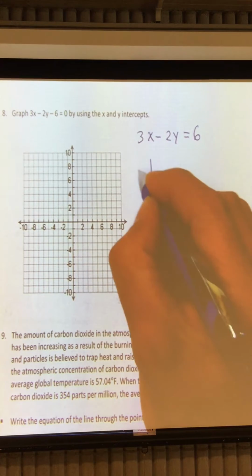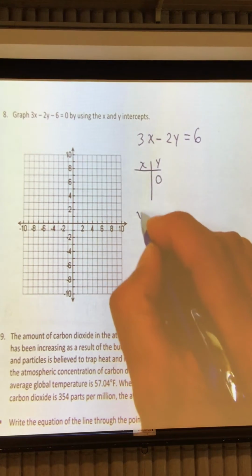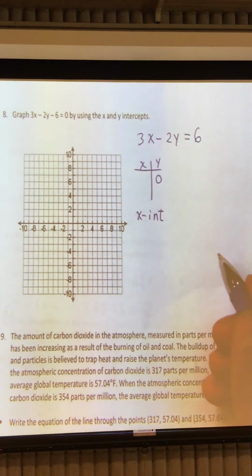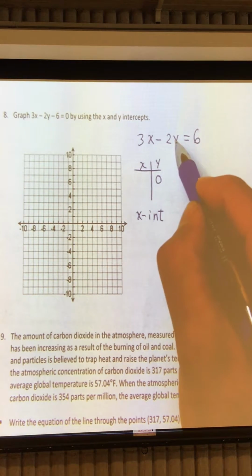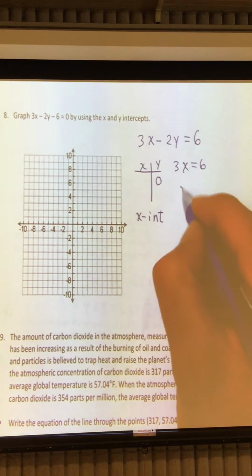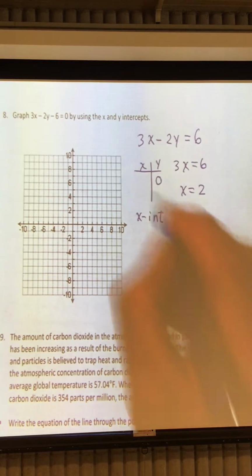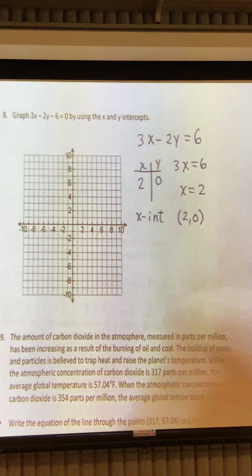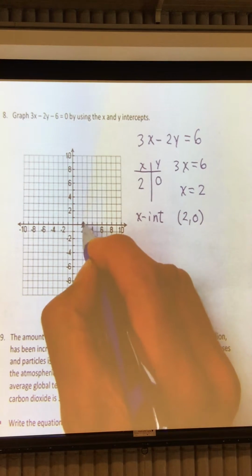Now, to find the x intercept, the y value is always 0. Finding the x-intercept means that you're on the x-axis, so the y value is always 0. Substituting 0 in here for y will give us 3x is equal to 6, or in other words, x is 2. Writing that as an ordered pair is (2, 0). So we can locate that on the graph right here as the x-intercept.